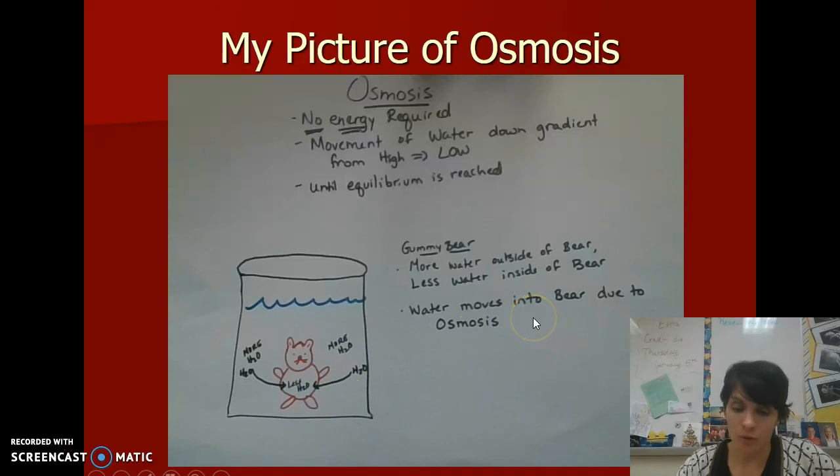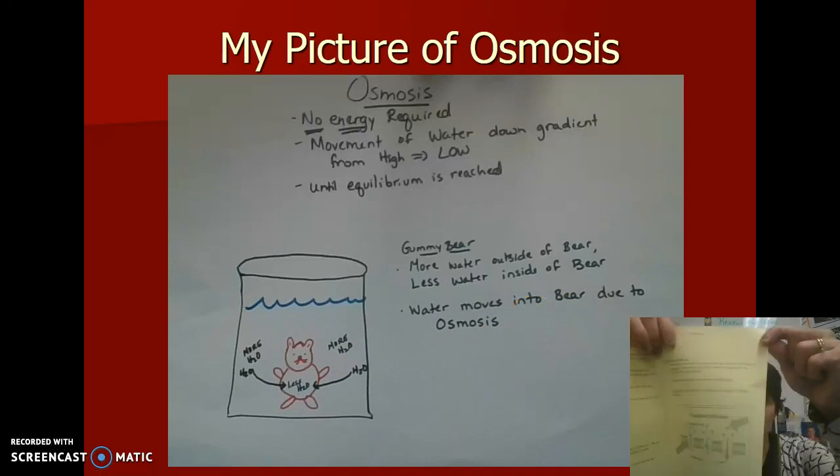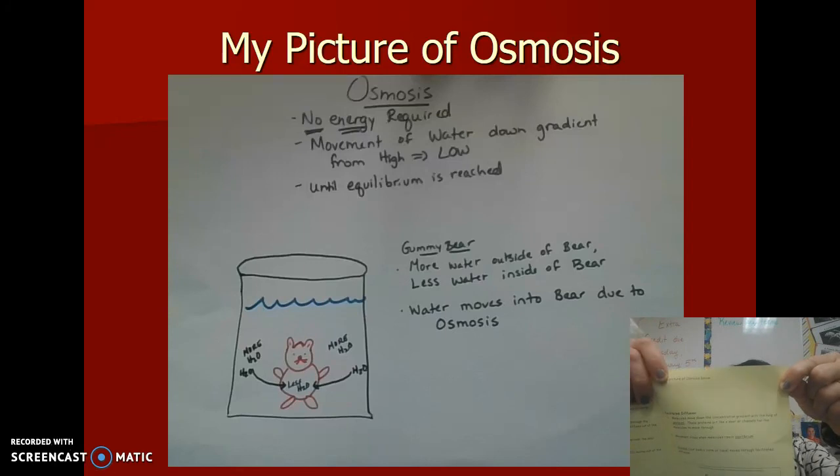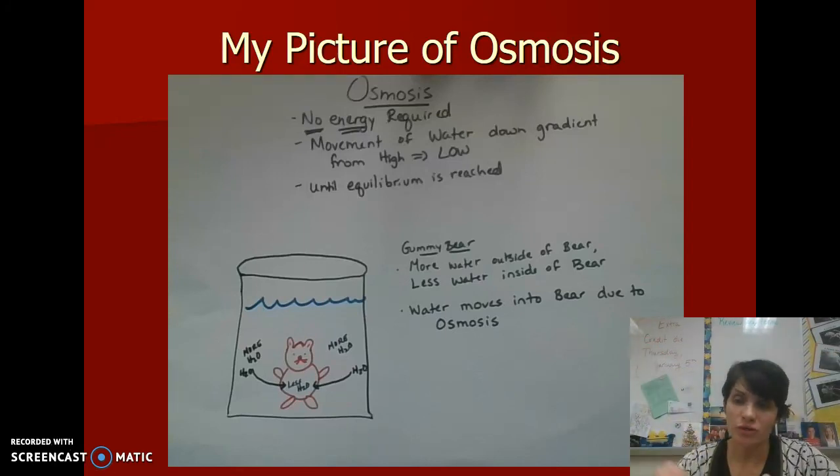On your papers, what I want you to do at the top of the next page, you are going to draw a picture of osmosis, and you can do that by drawing a bear, or you can put a cell in there, or you can think of a plant cell. Again, water moves from areas of high to low. So go ahead and pause this if you need, but I'm going to move on.